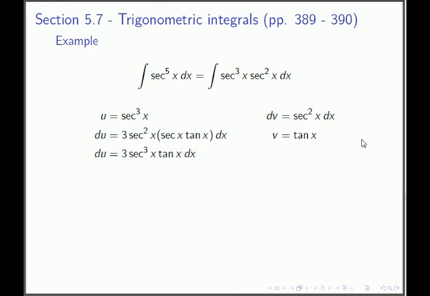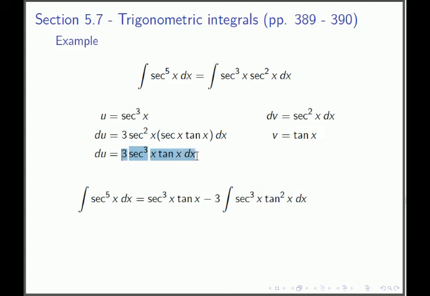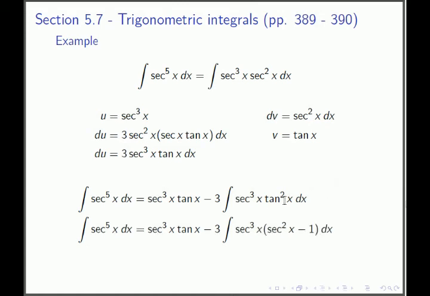And let's write down what the integration by parts rule tells us. It'll be uv, that's secant cubed times tangent, minus the integral of v, that's tangent, du. So v du is 3 secant cubed tangent squared. And so that's why we have this. Okay, next we're going to convert that tangent squared to secants using that same trigonometric identity as before: tangent squared equals secant squared minus 1.